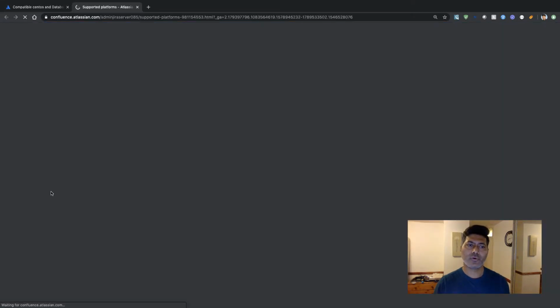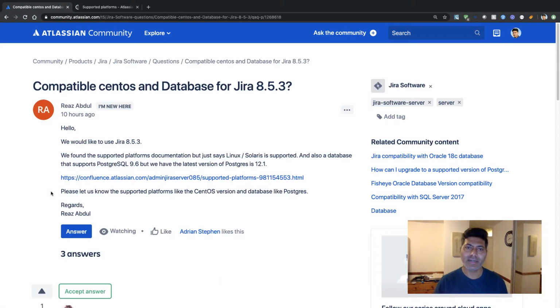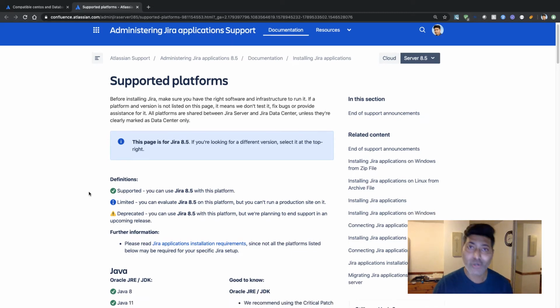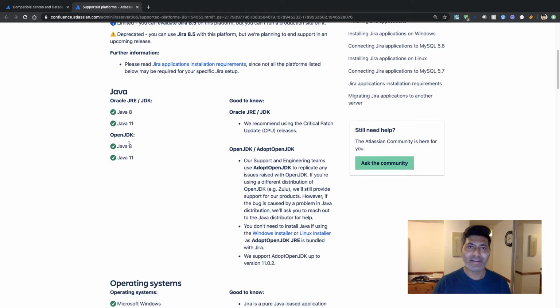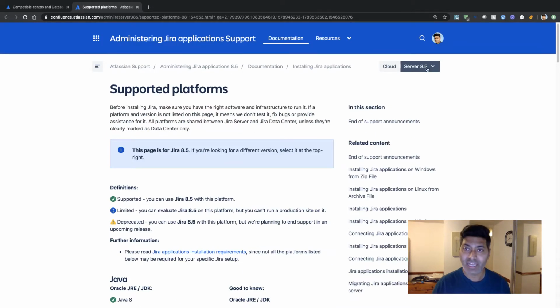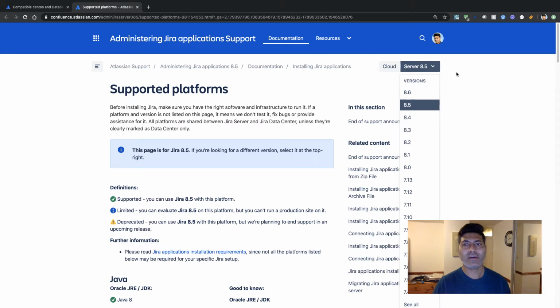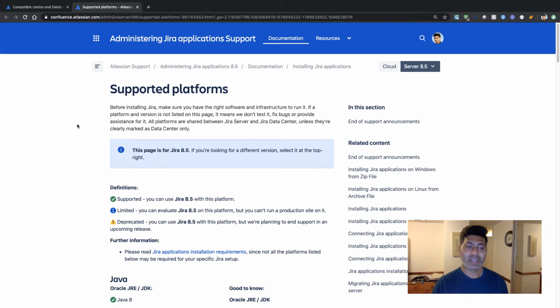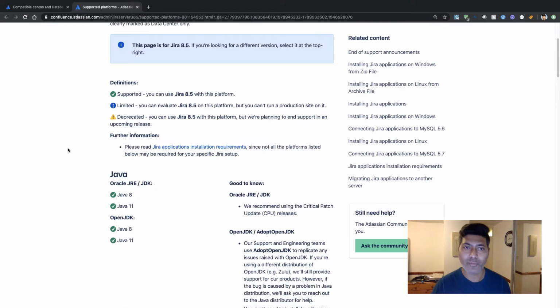Now when it comes to using Jira on your own infrastructure, the first thing that you should be doing is, of course, looking at a page, a link that is suggested by Atlassian, where they have listed the supported platforms. There you can find information about the version of Java that you should be installing and using on your server for Jira 8.5, or maybe for Jira 8.6 and 8.4 and so on. So based on the version of Jira that you want to install, you can take a look at the suggestion and the recommendation from Atlassian.